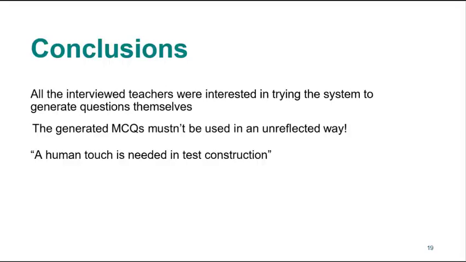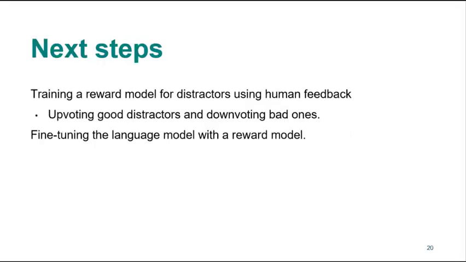On the technological side, what we'll do for the remainder of the project is that we will try to improve the generation of distractors by reinforcement learning with human feedback. So we're going to train a reward model by showing people generated MCQs where they can upvote good distractors and downvote bad distractors, and by using this feedback to train a reward model. And finally, fine-tuning the language model with this reward model.